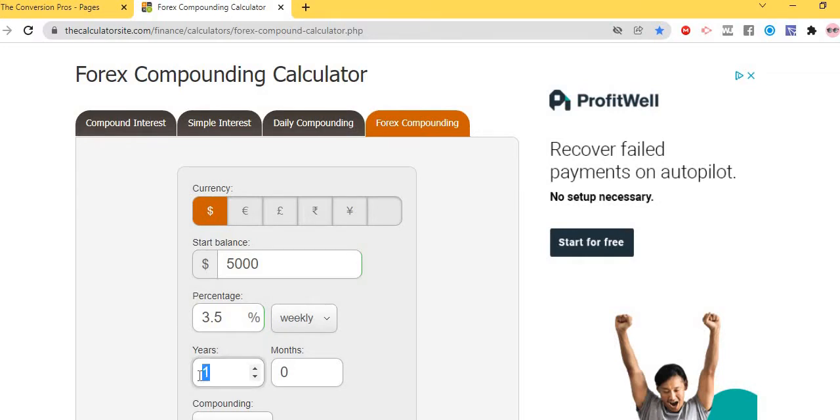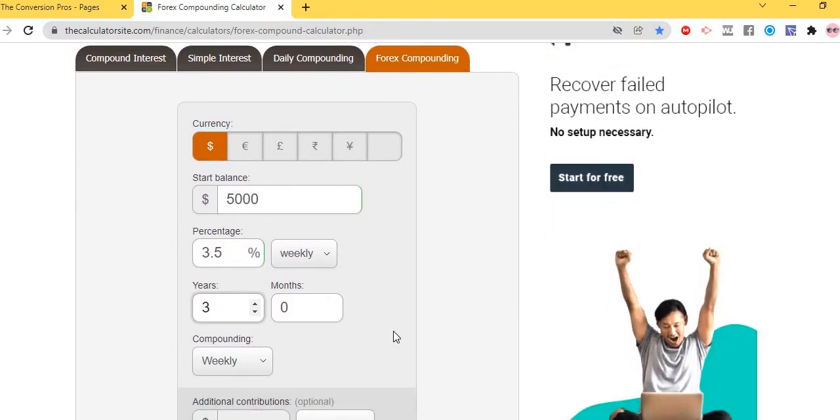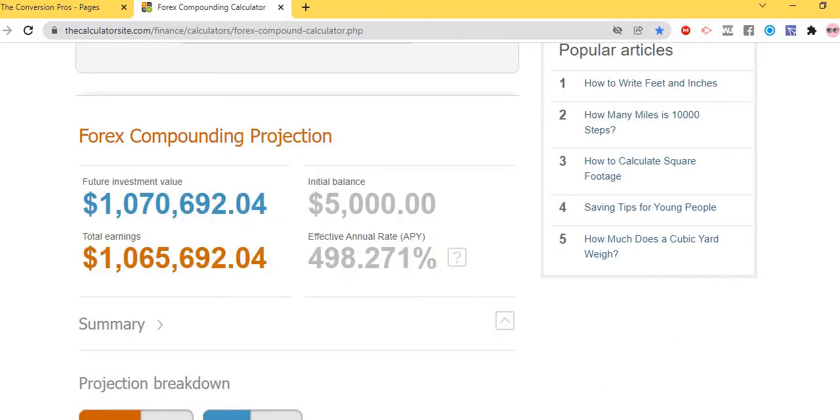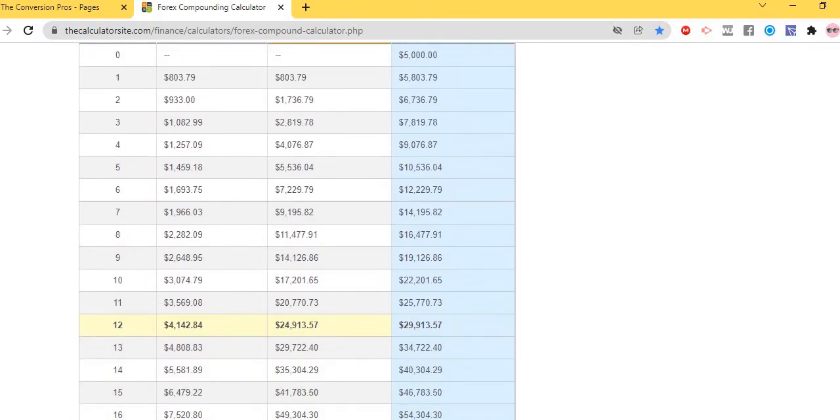Okay, so we're going to pump that up to 3 years, and let's look at the numbers. $5,000 investment at 3.5% weekly for 3 years, compounding weekly. All right, at 3.5%. Oh my God, look at this, ladies and gentlemen. A whopping $1 million. And let's go a little further. Let's break this down a little bit.